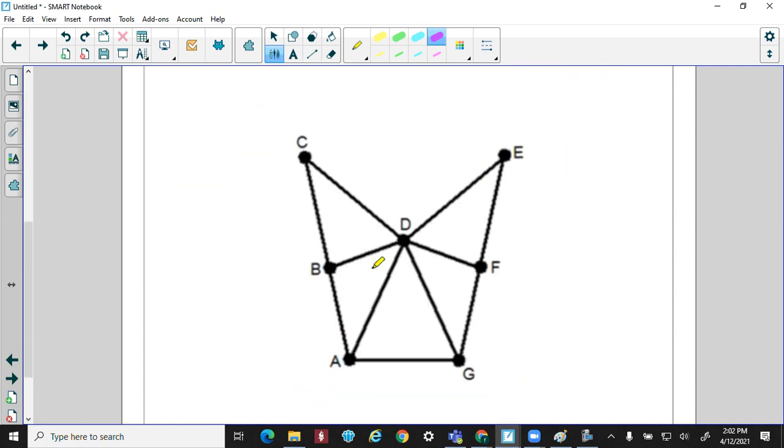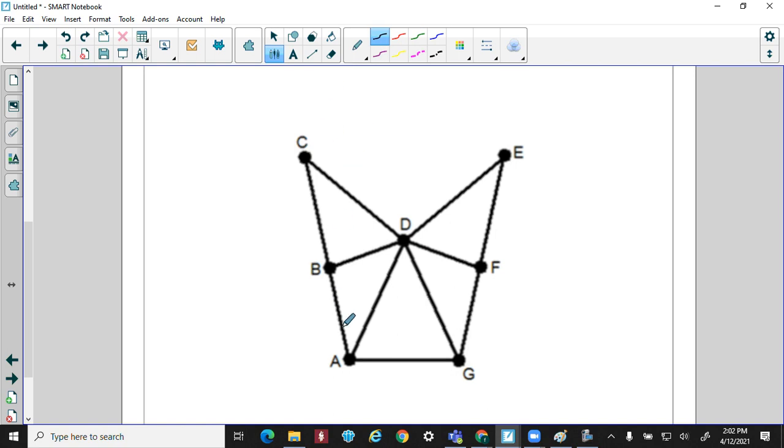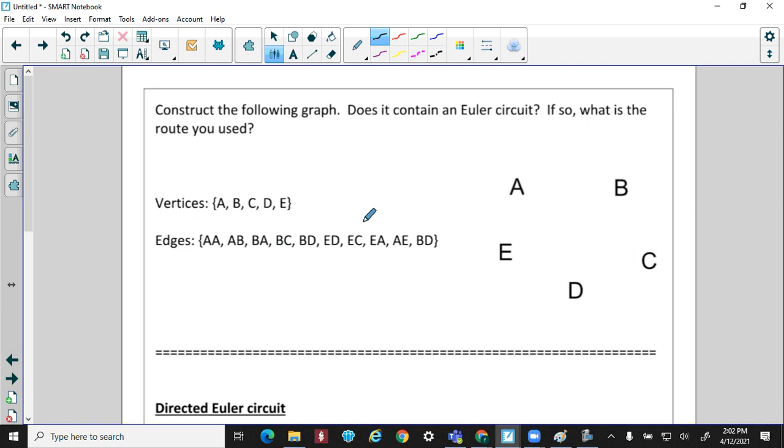All right, let's look at this guy. Will this have an Euler circuit? Let's see. We'll start with A. A, 1, 2. Look at that. A has a degree of 3. Nope, that will not have an Euler circuit. Pretty simple.